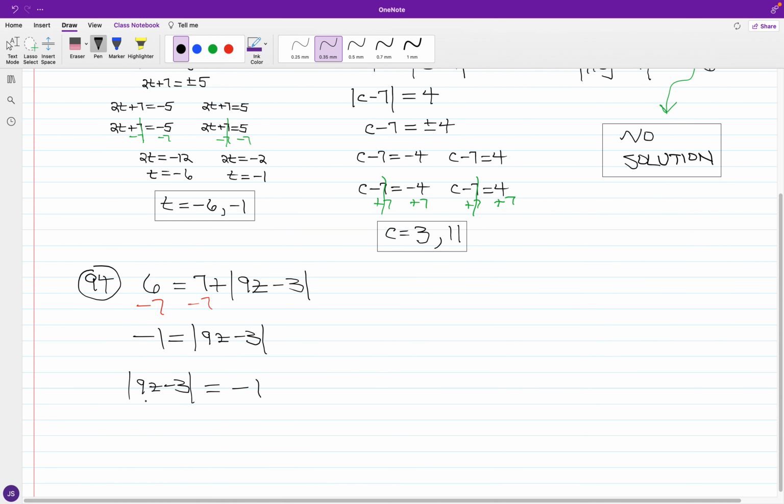If you notice, you have the absolute value of an expression equal to a negative constant, which, when working with absolute value equations, again is not allowed. So in this case, we're back to having no solution. Again, the absolute value of an expression cannot be negative.